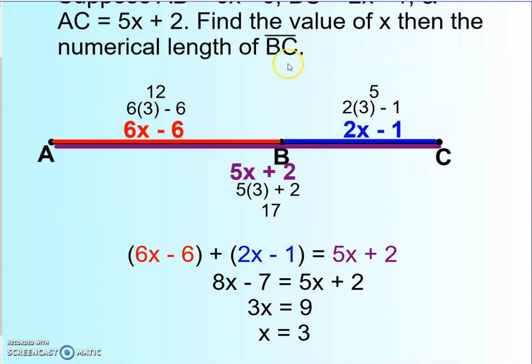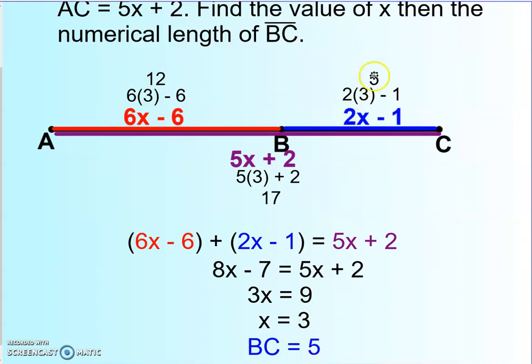Now, I know they just asked for the length of segment BC. It's 5. That's our answer. But I always think it's a good idea to take your x and plug it into each of these values because you can do a real quick check. Is 5 plus 12 17? Yeah. And a real quick check tells you you did it correctly.